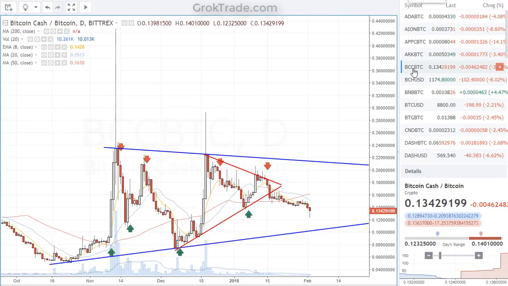Let's take a look at BCC, BTC. This one, we had this symmetrical triangle. It did break down.